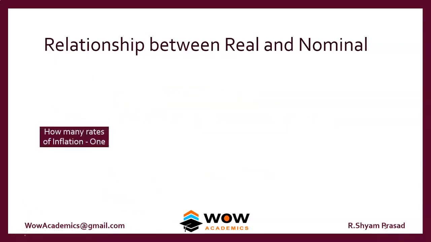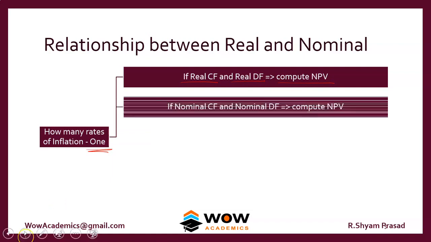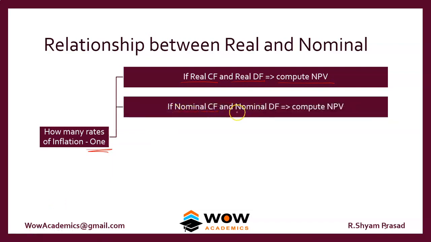So how do you work out a problem if it's given in the exam? We have to check how many rates of inflation are there in the problem. If there's only one inflation rate, then this is the sequence in which you have to solve the problem. If real cash flow is given and the real discount factor is given, it's very simple. You normally compute the NPV. If nominal cash flow is given and the nominal discount factor is given, you can directly compute the NPV. Whichever method you use, you will get the same NPV.